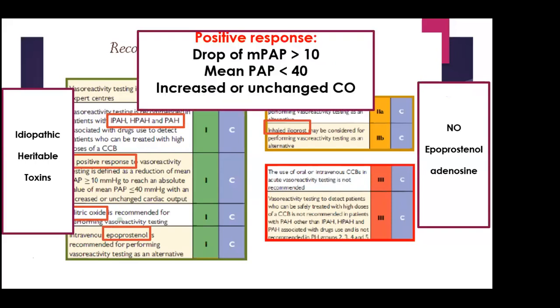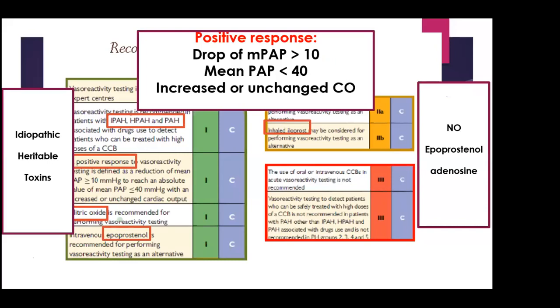We define the positive response as a drop of mean pulmonary artery pressure of more than or equal to 10 millimeter mercury to a value less than 40 millimeter mercury with increased or unchanged cardiac output. We must satisfy the three criteria for the positive response.